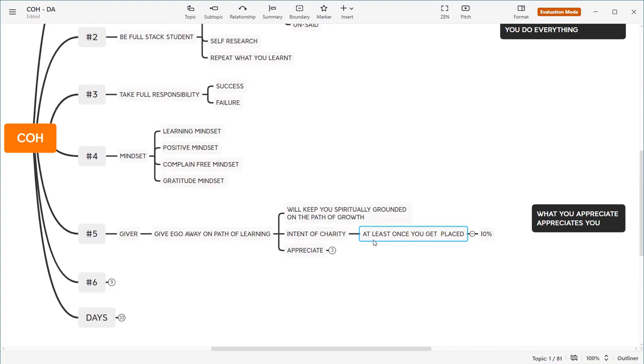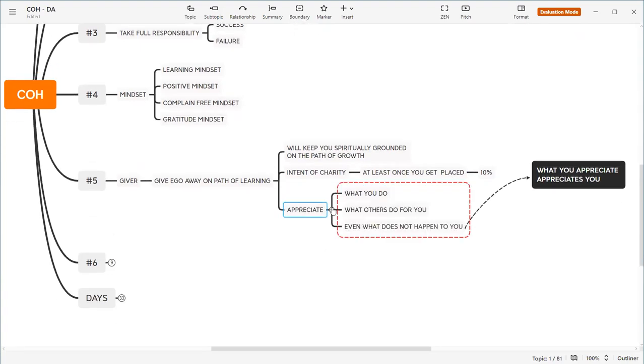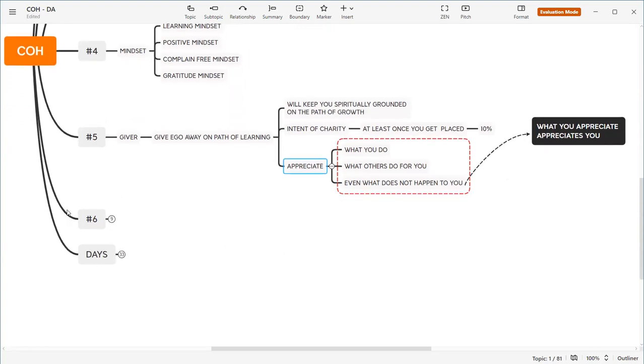But don't just start giving away for the sake of growth, but also for inspiring others around you. And while you do so, appreciate what you do, what others are doing for you, and even what does not happen to you, remember that is pushing you towards your betterment. So keep appreciating, because what you appreciate appreciates you back. So that makes you the giver.